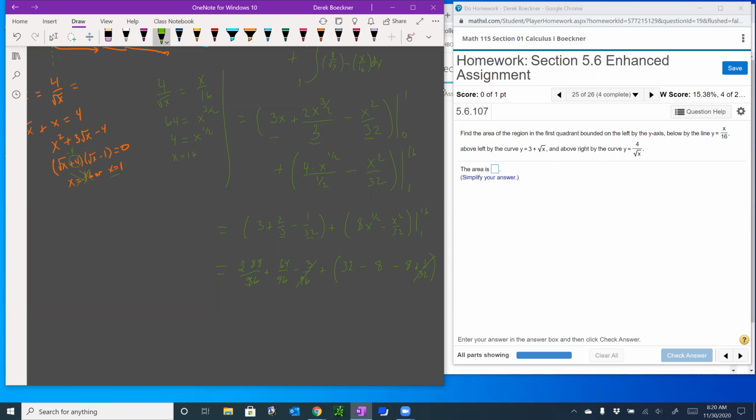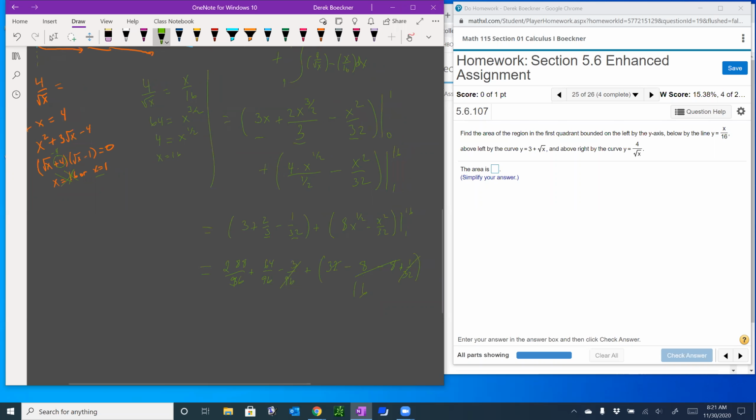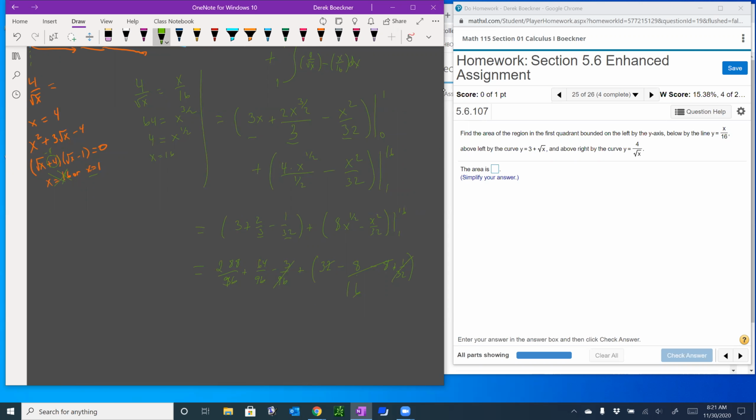So I might not have needed to go all the way to 96 because those guys are going to cancel. That's 16. So this is 16. So I've got 3 2/3 plus 16, 19 2/3, which is 59 thirds.